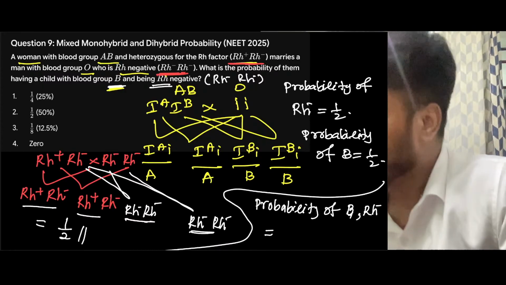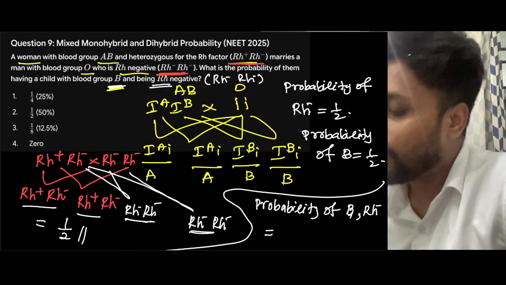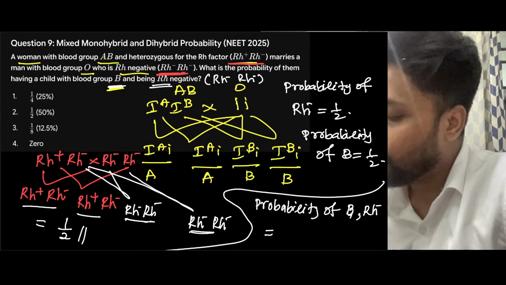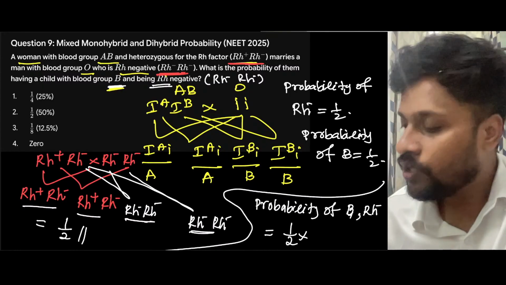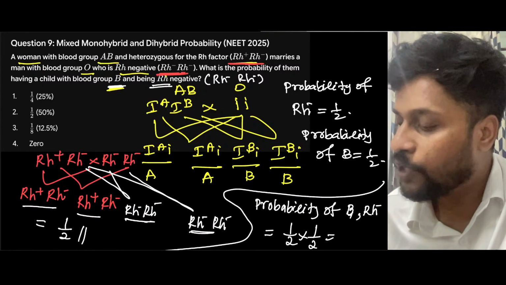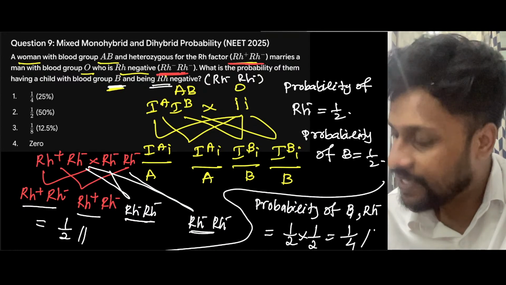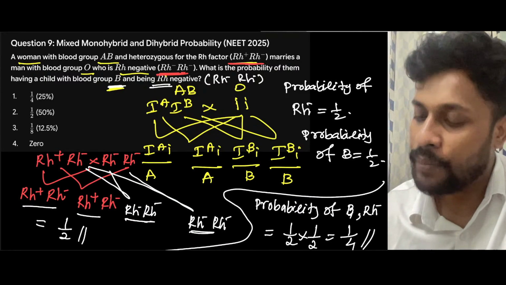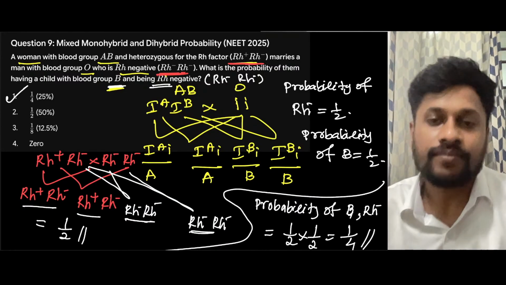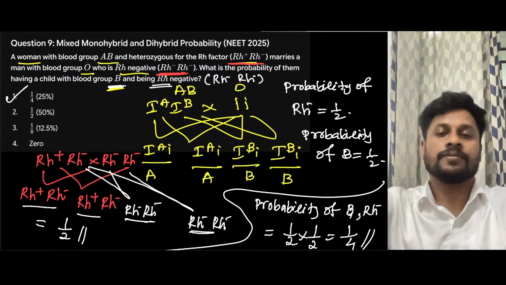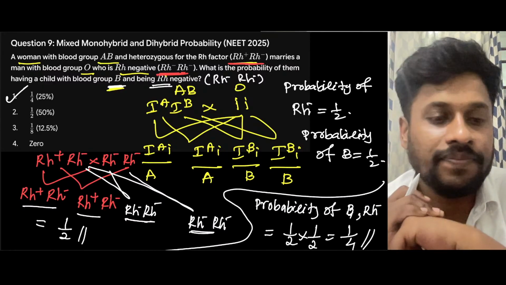Sorry. So here, what will the answer be? We need to multiply this. Probability of B is what? 1 by 2. Probability of RH negative, 1 by 2. So 1 by 2 into 1 by 2 is 1 by 4. Yes. 1 by 4 means what? 25 percent. This is the answer. Right?